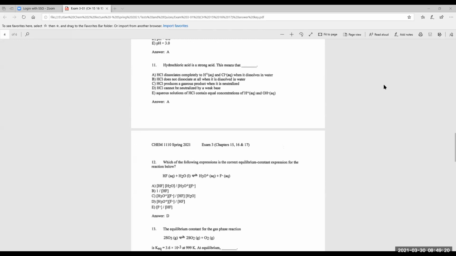Number 11, hydrochloric acid is a strong acid. What does this mean? Well, strong acid means you get complete dissociation. That's our standard definition for a strong acid.